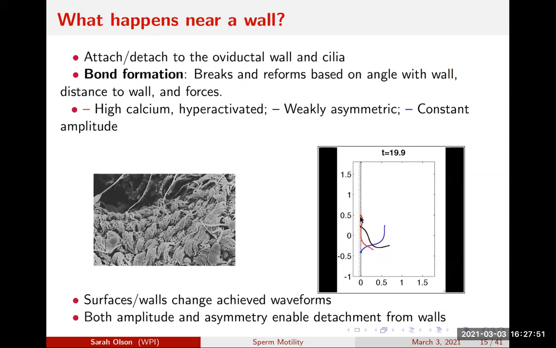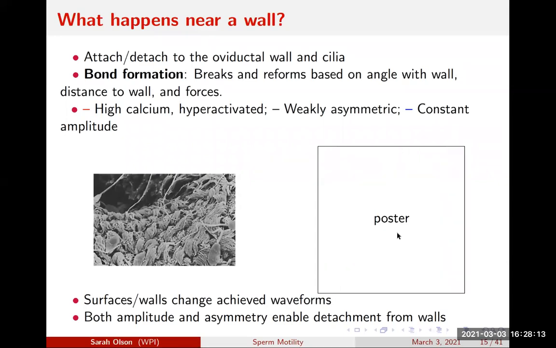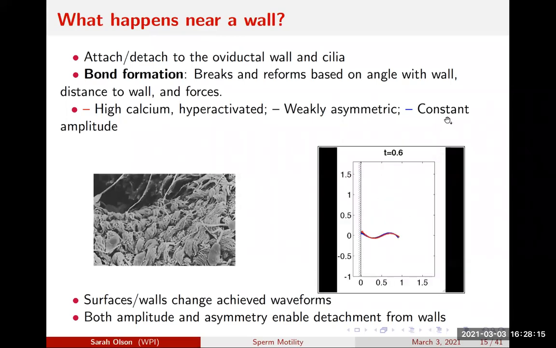And what's happening, and I don't have a plot of it, is that as it gets close, these bonds or kind of elastic springs are being formed. And the calcium one is the only one with that asymmetric beat form that's able to break that bond and pull away from the wall. So if there's no bonds, it can move along the wall. If there are bonds that could be broken, this increased asymmetry in that beat form allows the swimmer to pull away from the wall.